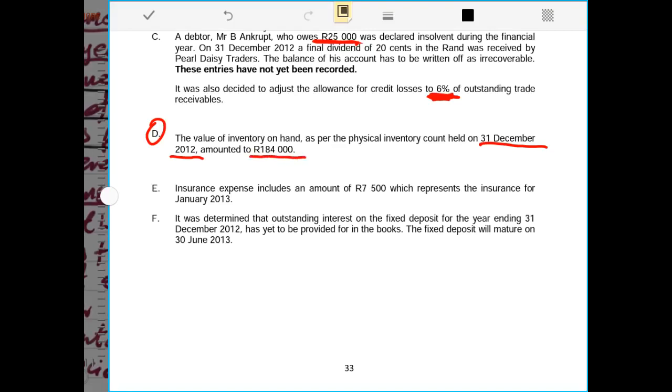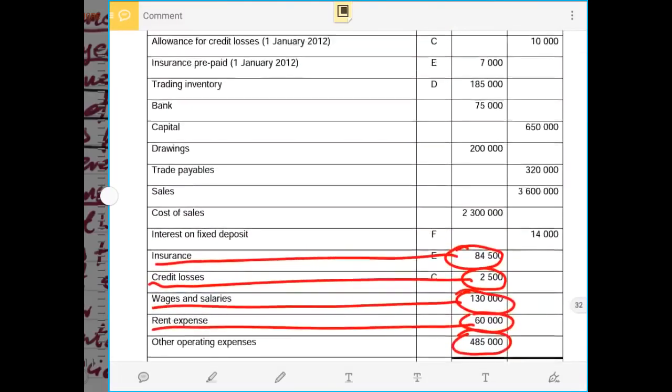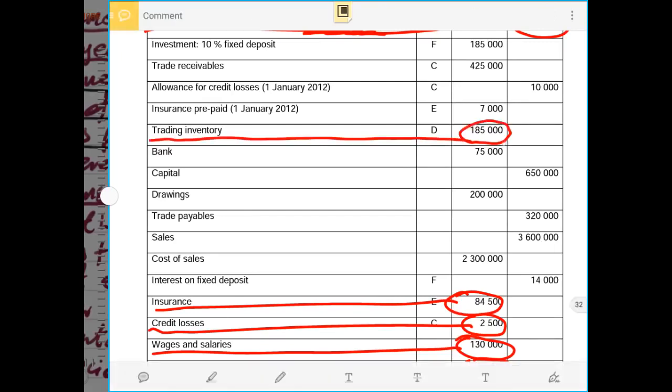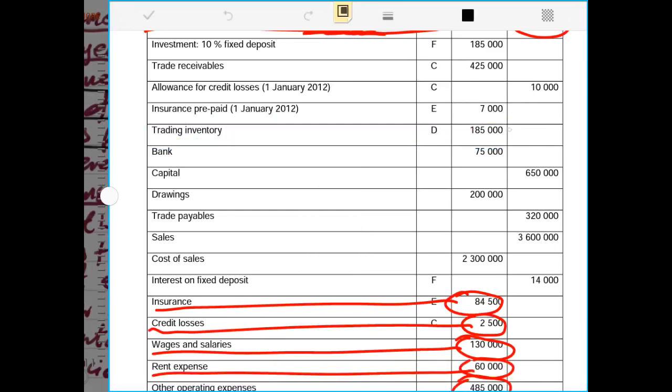It means by the end of the current year, when the company did a physical count, which is normally called stock taking, they realized that the value of the inventory that was in the store was 184,000 rands. However, the accounting system captured inventory at the value of 185,000 rands. That means now the inventory in the system is overstated. Therefore, now because of that, we have to say 185,000 rands minus the inventory from the physical count will give us a difference of 1,000 rands.